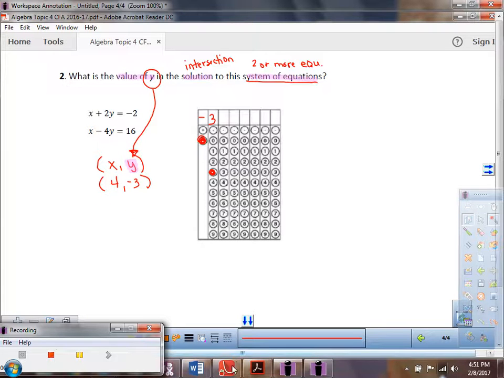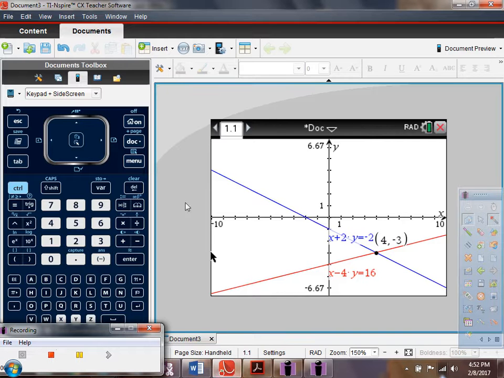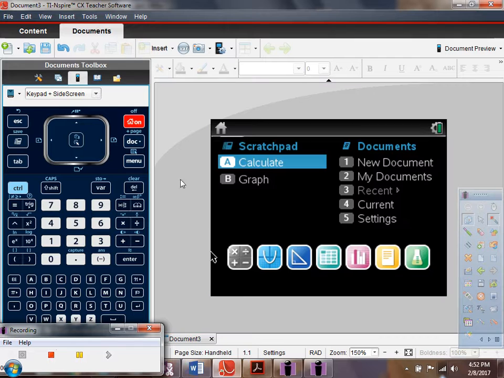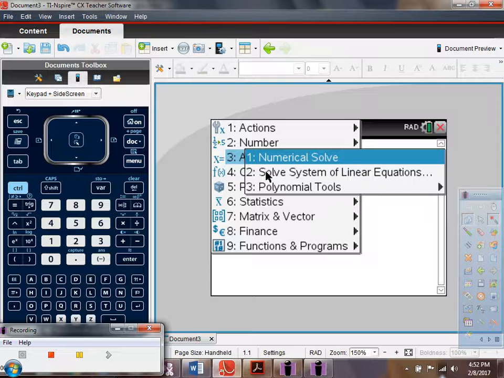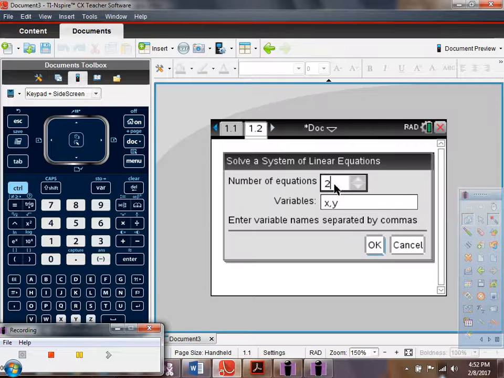Now, another way you could have done that, just for those of you who might like to do it a different way, is use your first app. I showed you this when we did systems. I showed you the two ways. You use the first app instead of the graph app, and you go to menu, go to algebra, and go to solve systems. Here you tell it how many equations you have, you tell it your variables, and hit OK.